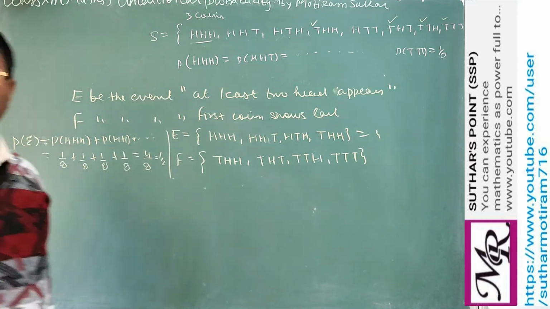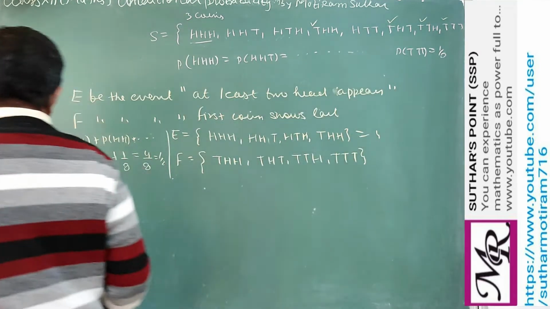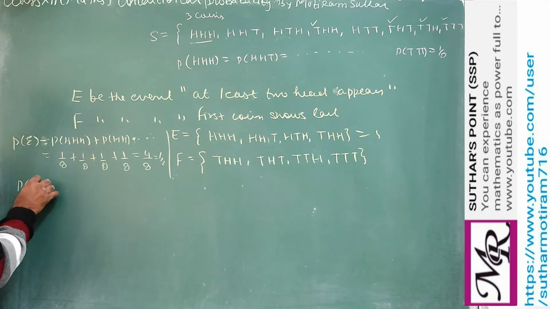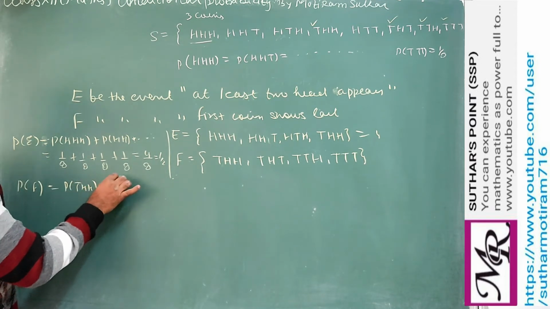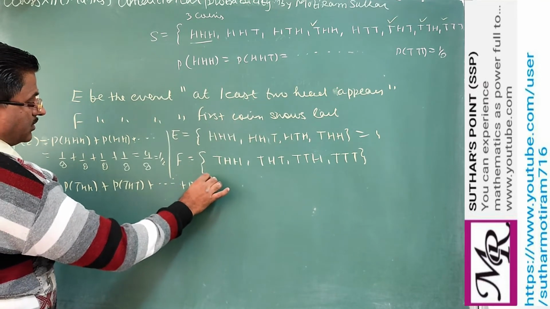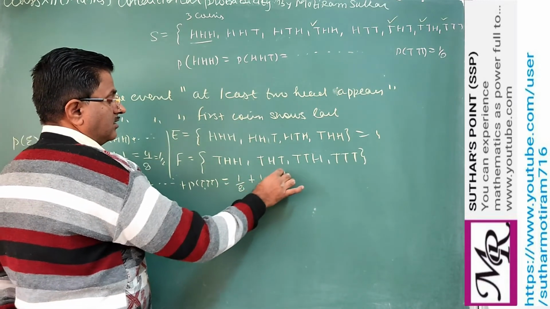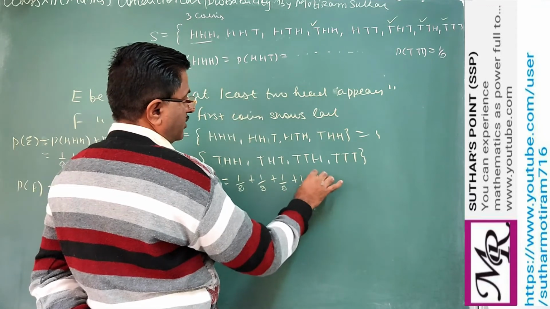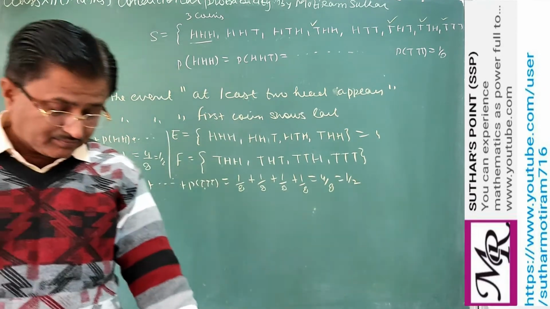Similarly, if you want to find the probability of F, again the probability of THH plus probability of THT plus probability of TT. So this is also 1 by 8, 1 by 8, 1 by 8 and 1 by 8, which is also 4 by 8, that is 1 by 2. Clear?